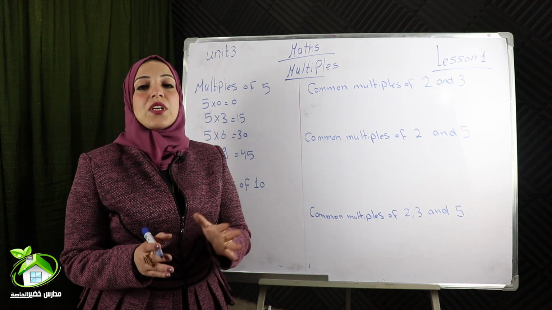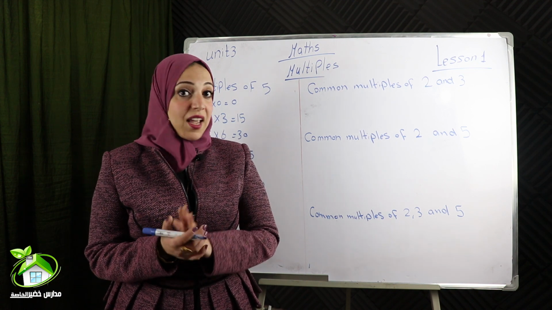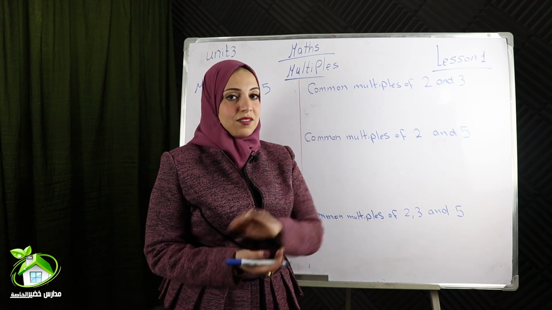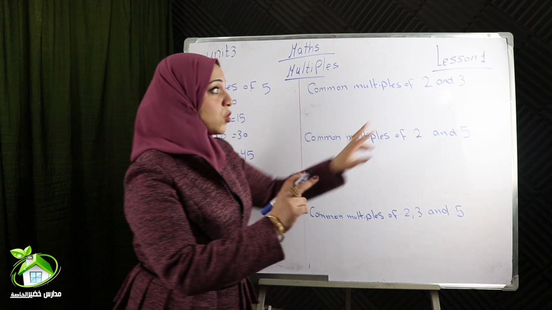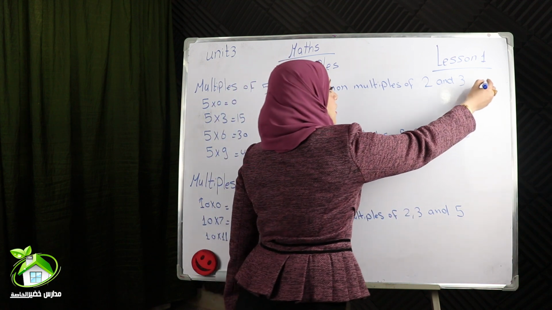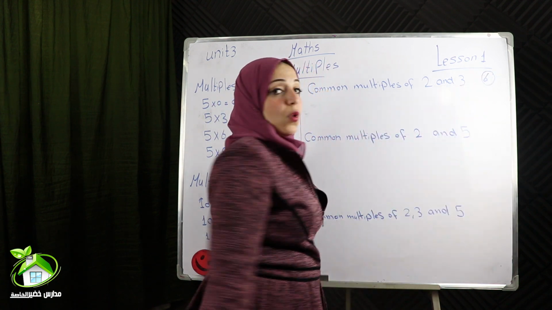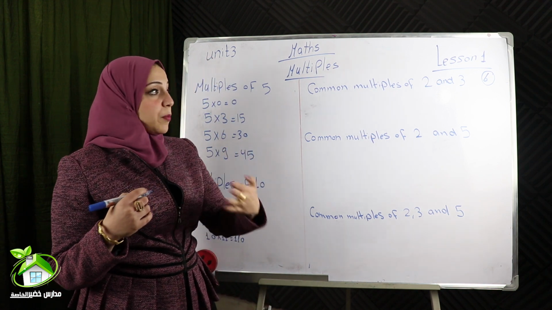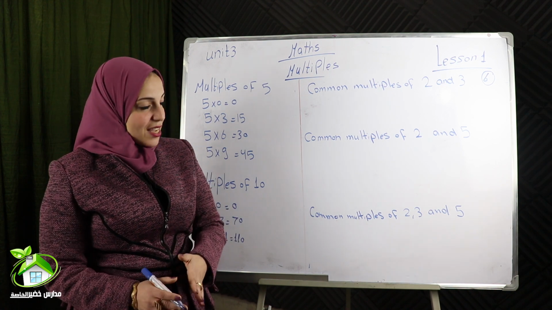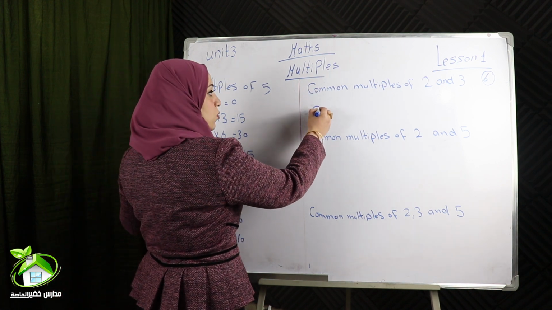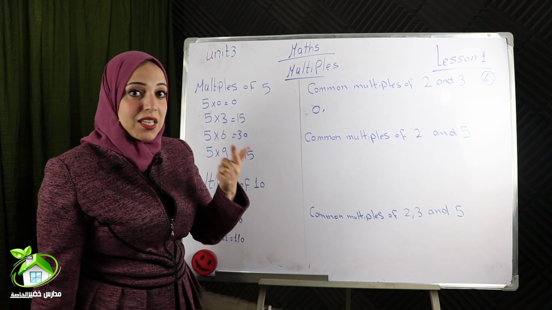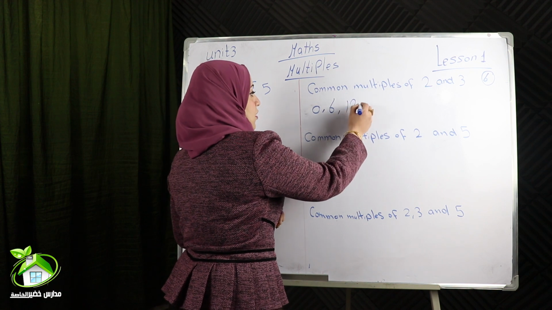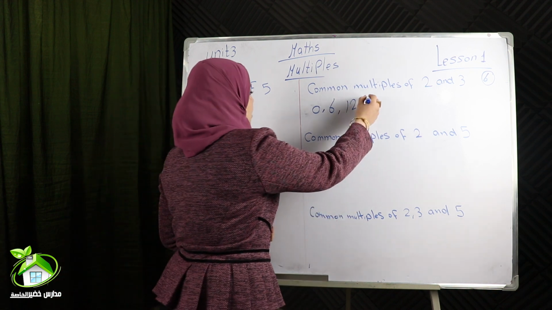Now, I want to get common multiples between two numbers. As if I want to get the common multiples between 2 and 3, what can I do? I multiply 2 times 3. 2 times 3 equals 6. And I will get the multiples of 6 by multiplying 6 by many whole numbers, as 6 times 0 equals 0. 6 times 1 equals 6. 6 times 2 equals 12. 6 times 3 equals 18, and so on.